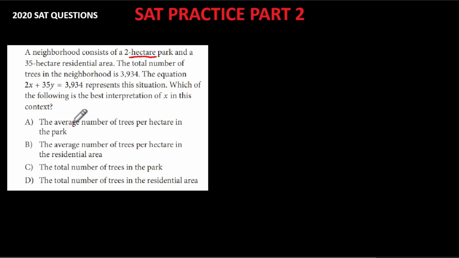So this here, let's go down the list. The average number of trees per hectare in the park. Well, this one, that's good. The average number of trees per hectare in the residential area. Well, the residential area was Y, so this one is not correct. The total number of trees in the park, it's not the total number of trees, it's the number of trees per hectare times 2. So this one's not correct. And then the final choice here, the total number of trees in the residential area, the 2 goes with the park, so this is not a correct answer either.